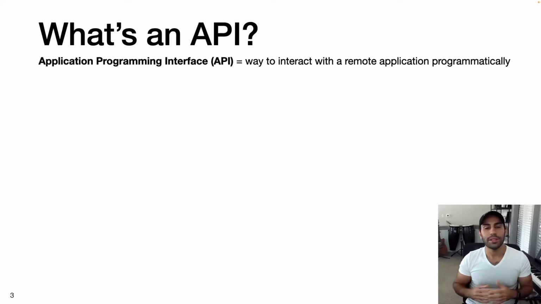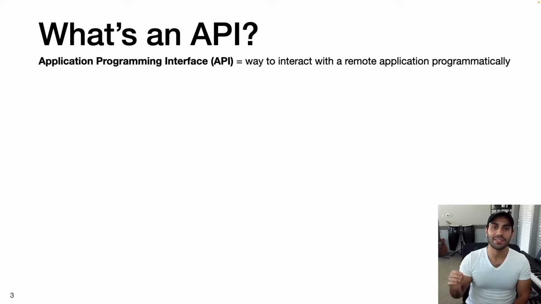So the million-dollar question, what is an API? I feel like this is just thrown around in so many different contexts that people will often be familiar with the term, but not so familiar with what it actually means. And so an API stands for Application Programming Interface, and here I'll define it as a way to interact with a remote application programmatically. So while that might sound very technical and very scary, it's not.